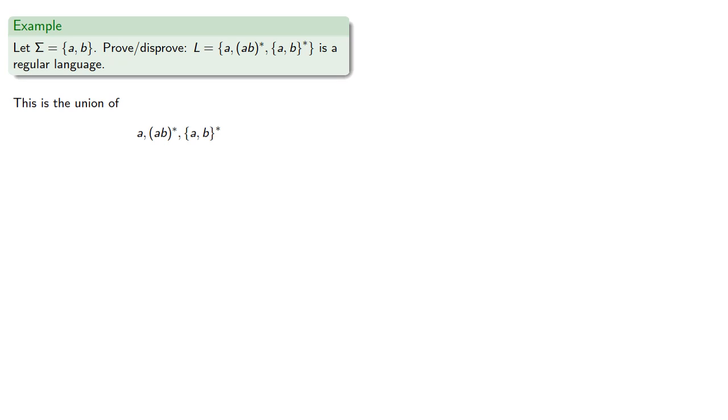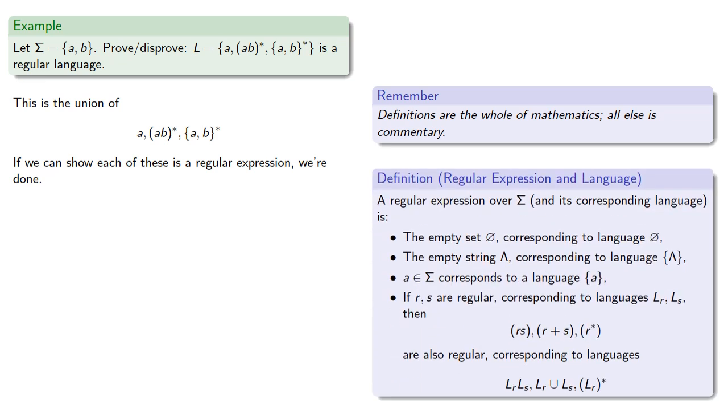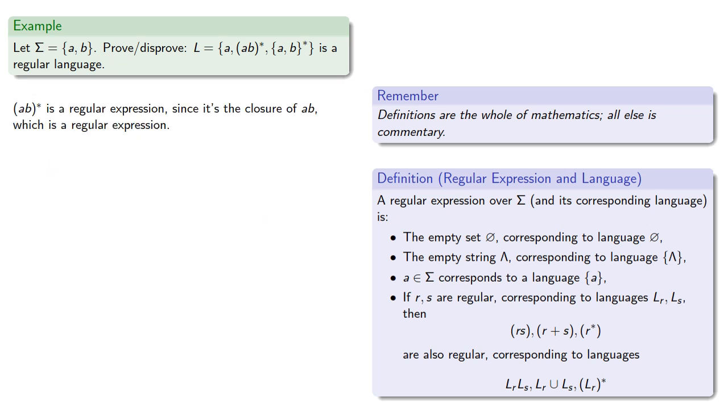So our language consists of the union of these three things. If we can show that each of these is a regular expression, we're done. So definitions are the whole of mathematics, all else is commentary. Let's pull in our definition of regular languages, and we see that A is a regular expression since it's a symbol of our set sigma. Next, AB star is a regular expression since it's the closure of AB, which is a regular expression.